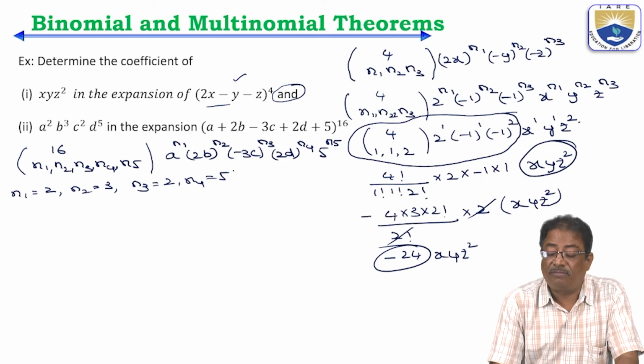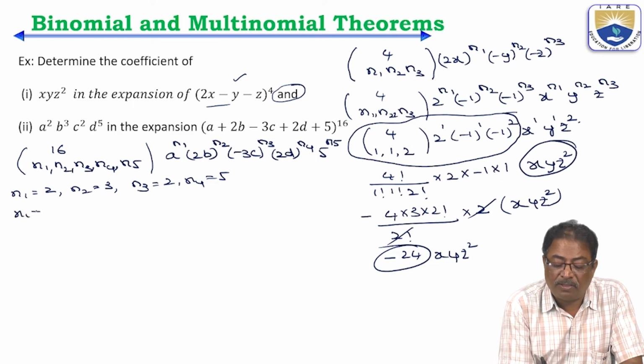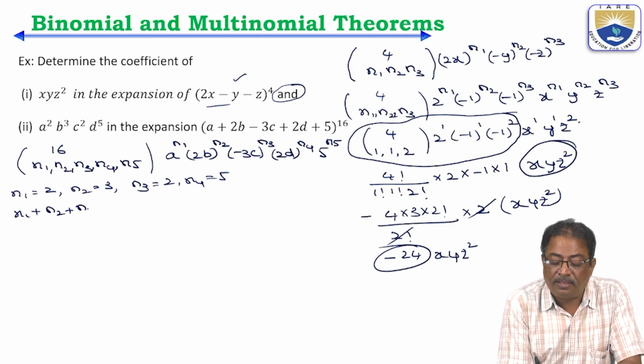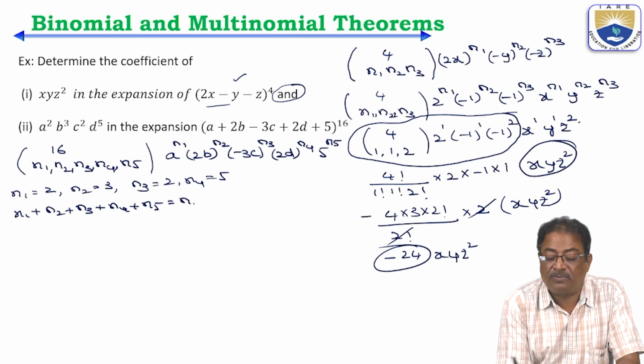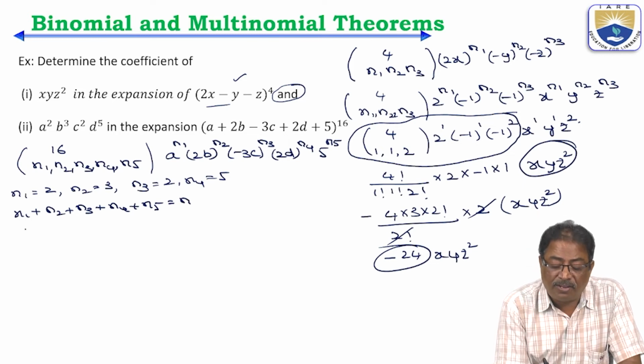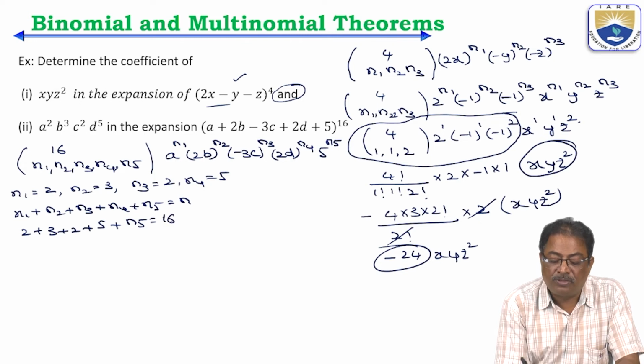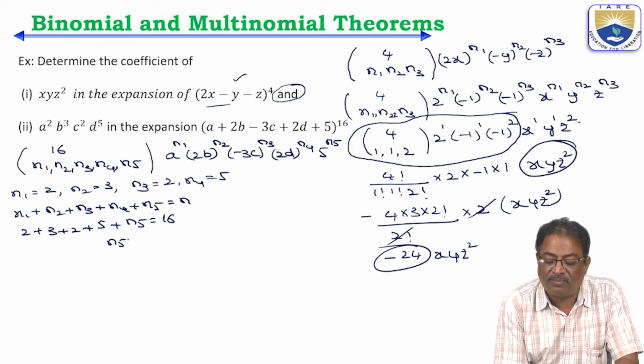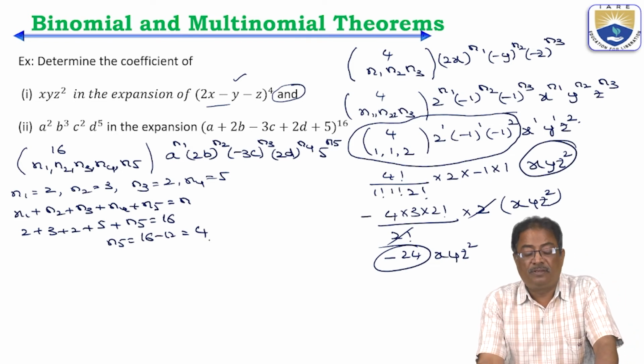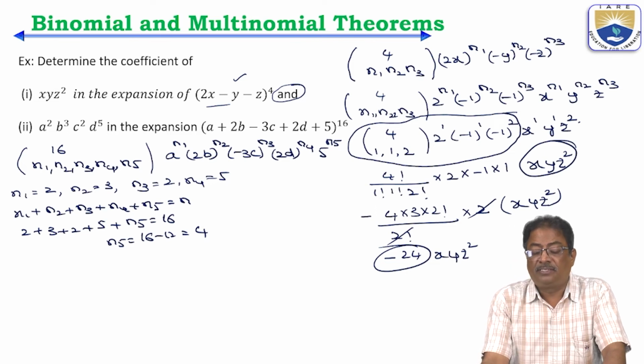Then what about n5? n1 plus n2 plus n3 plus n4 plus n5 is equal to n, so this is 2 plus 3 plus 2 plus 5 plus n5, which is equal to 16. So 5 plus 5, 10, 12. So n5 is 16 minus 12, which is equal to 4.